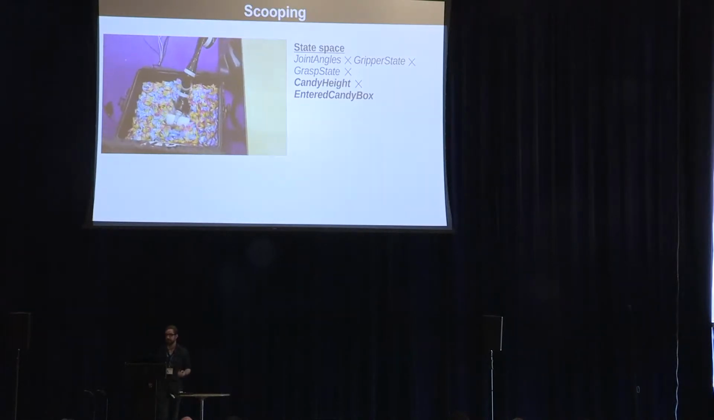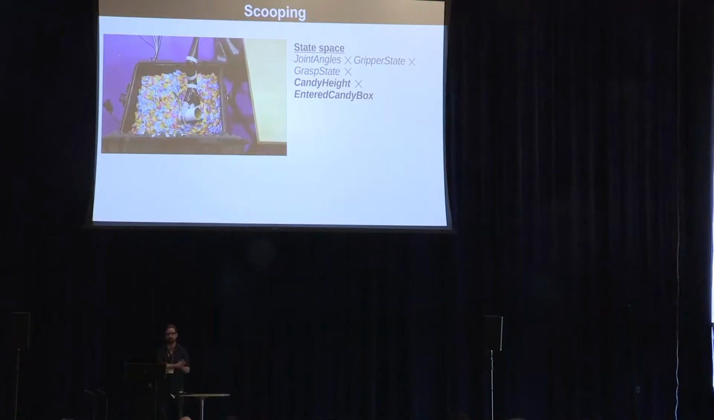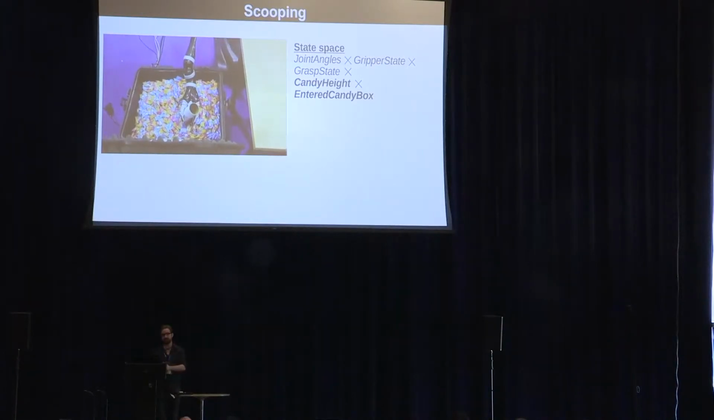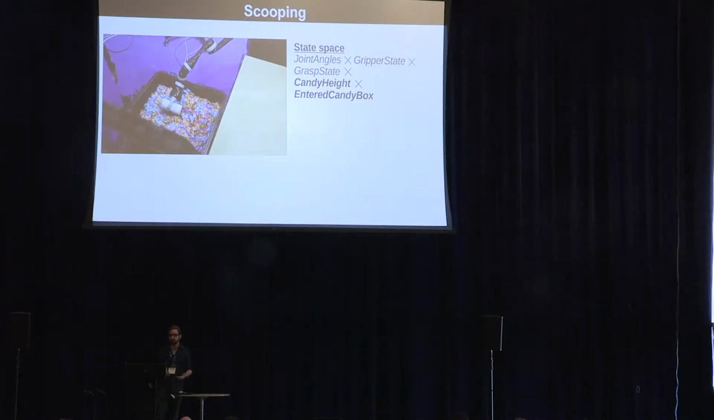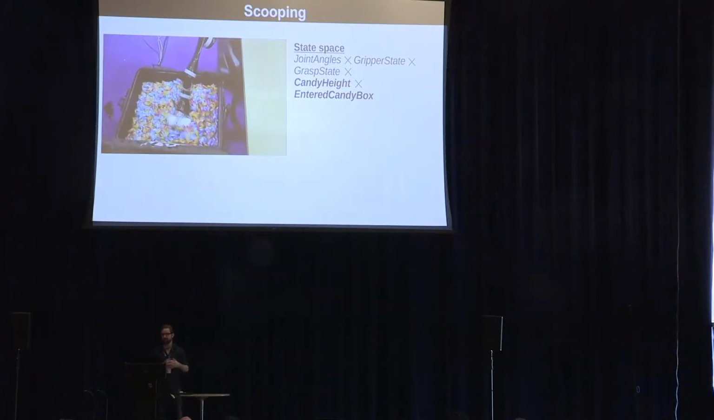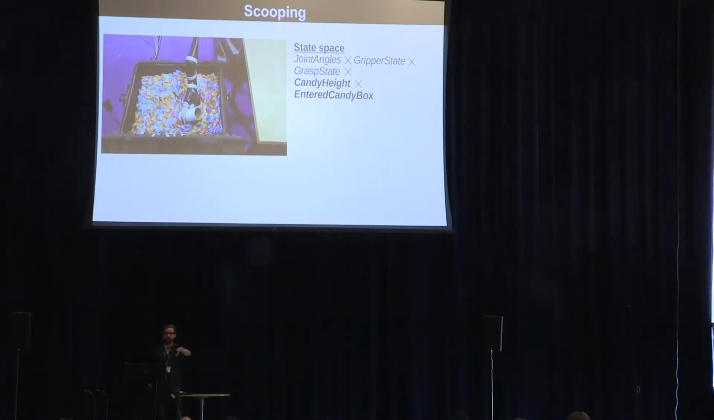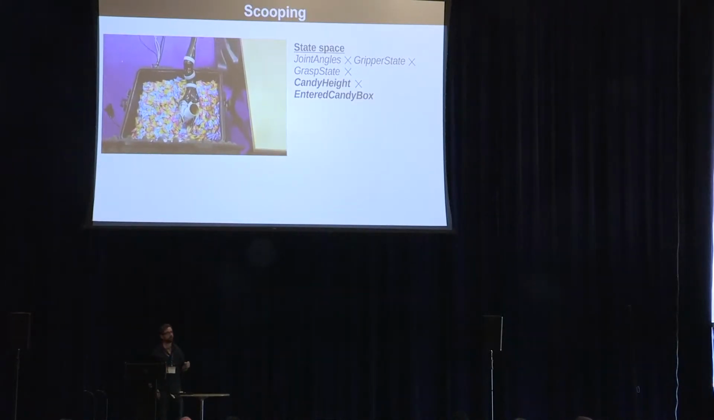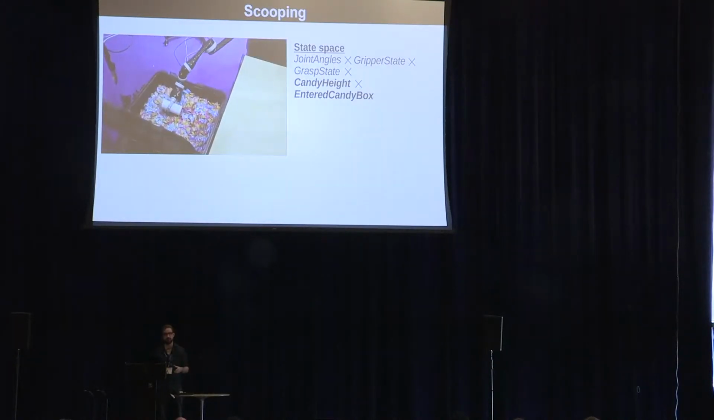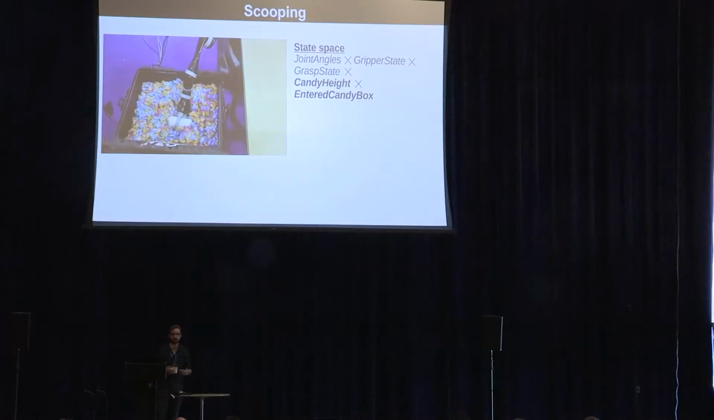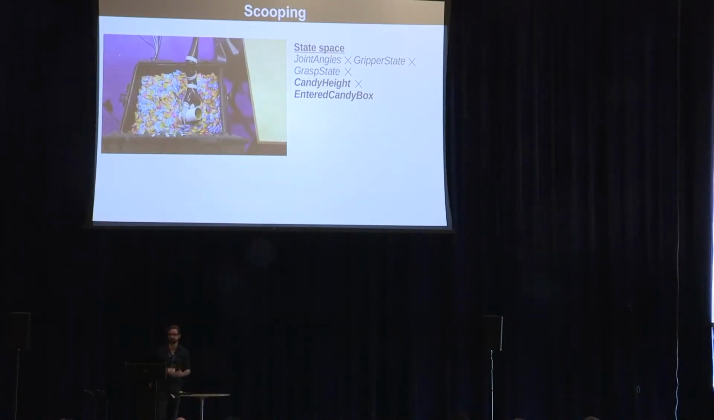Whereas the second variable, entered candy box, allows us to separate the reward function into two parts: a part before the cup has entered the candy box, and a part where the cup is beneath the candy surface. For the first part, the robot receives a high reward when the cup dives beneath the candy surface, and in the second part, the robot receives a high reward when it lifts the cup back up in an upright orientation. So by structuring the reward function in this way, the robot is encouraged to form a scoop-like motion.